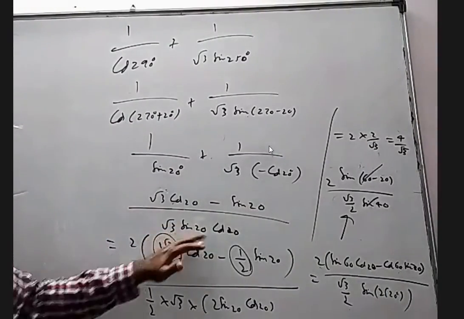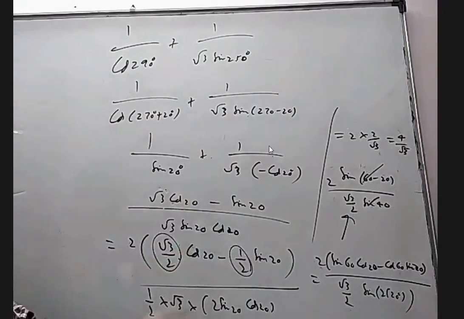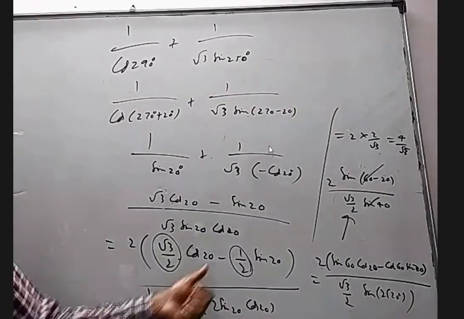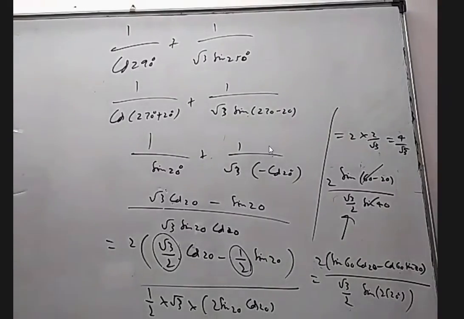After that, you have to get an idea that this is close to sin 2 theta. This a sin theta plus b cos theta, repeatedly we do this. Multiply and divide with root a square plus b square and try to write sin(A minus B) or cos(A plus B) like that.